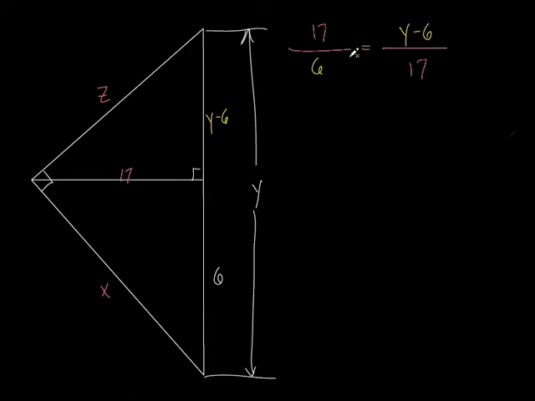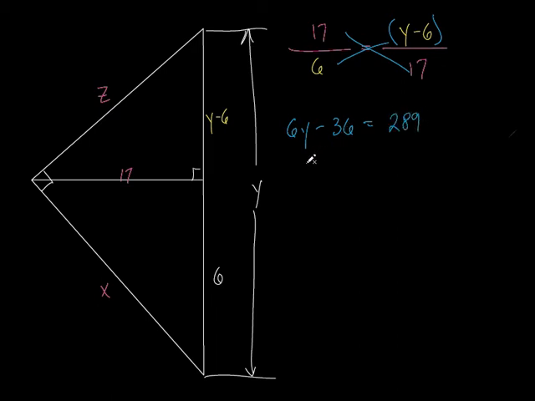So let's do this. We'll cross multiply. Let's do our work in another color, blue. If I multiply this together, I would get 6y minus 36 equals 17 times 17, or 17 squared, which is, let's write that out, 289. Everybody with me so far?